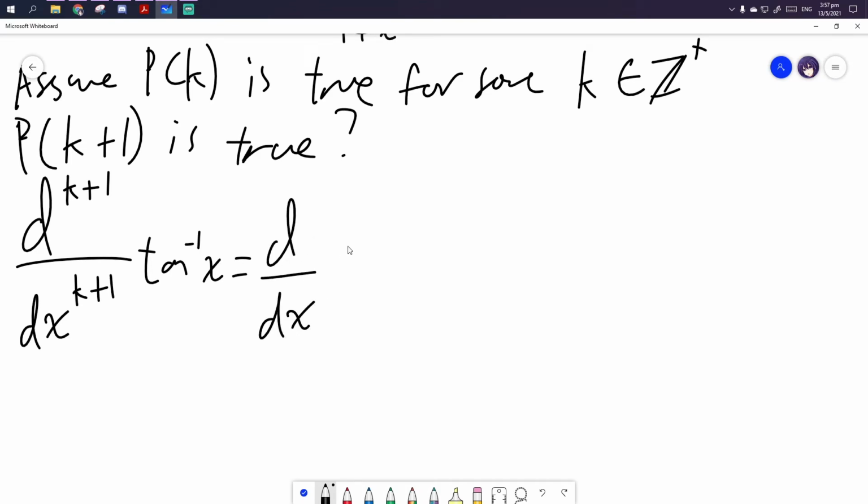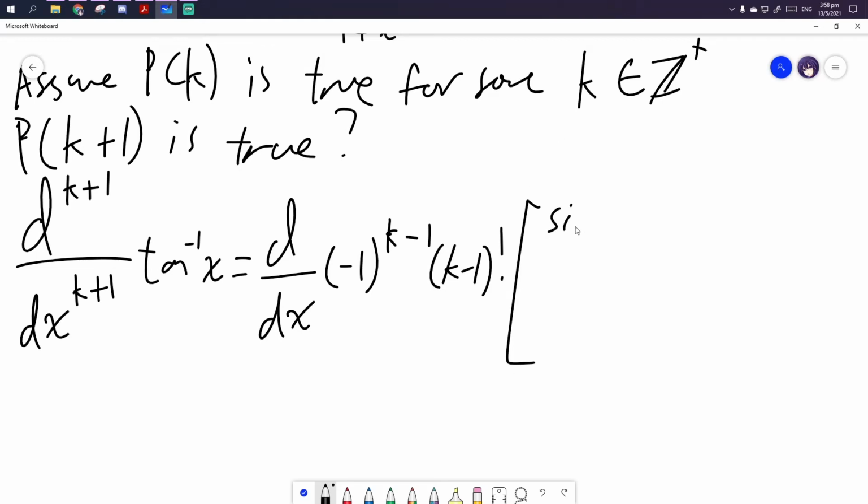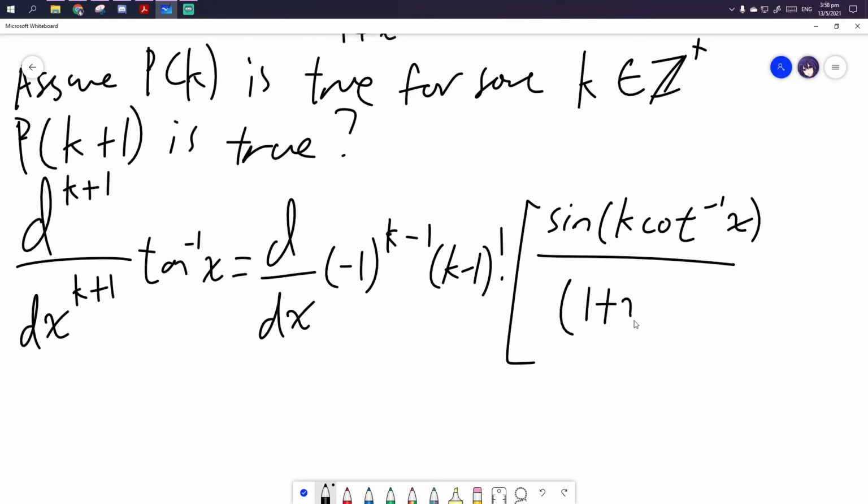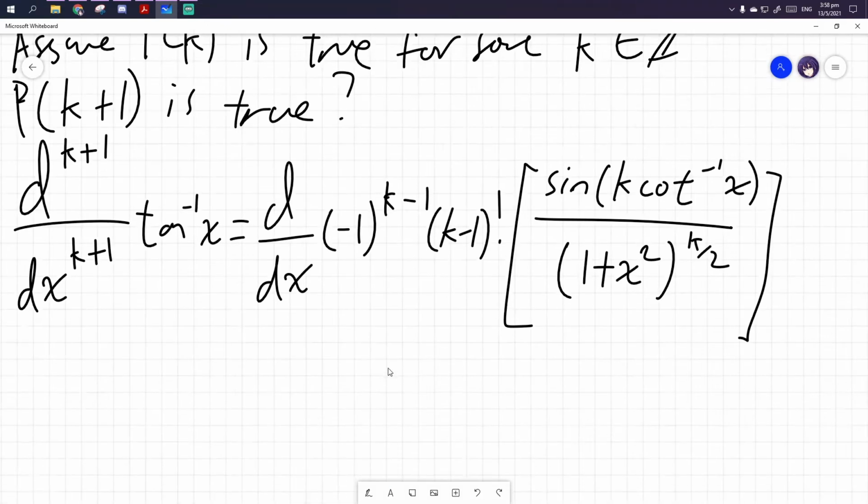Now first of all, the top is a constant: negative 1 to the k minus 1, times (k minus 1) factorial. This whole thing is actually just a constant, so I'm going to put it outside. And then on the inside, I'll write this as a quotient: sine of k cotangent inverse of x, divided by (1 plus x squared) raised to k over 2, right? So we need to take this derivative and then somehow get back to this being true.